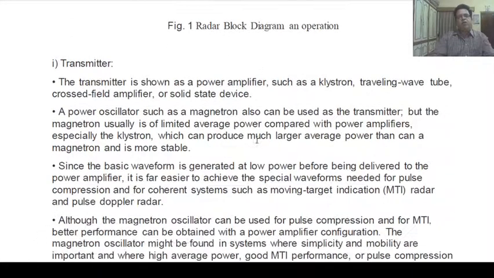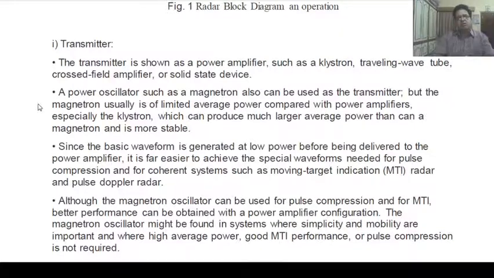Now, one by one, we try to understand the basic principle or use of these parts. Transmitter: the transmitter is shown as a power amplifier, such as a klystron, traveling wave tube, crossed field amplifier or solid state device. A power oscillator such as a magnetron also can be used as the transmitter, but the magnetron usually is of limited average power compared with power amplifiers, especially the klystron, which can produce much larger average power than a magnetron and is more stable.